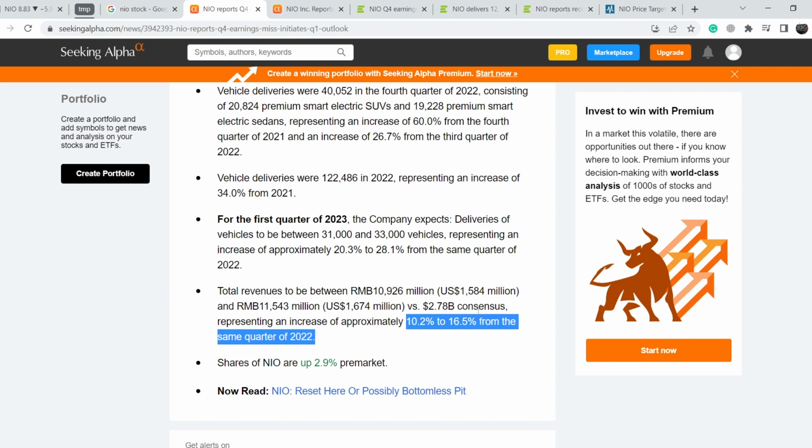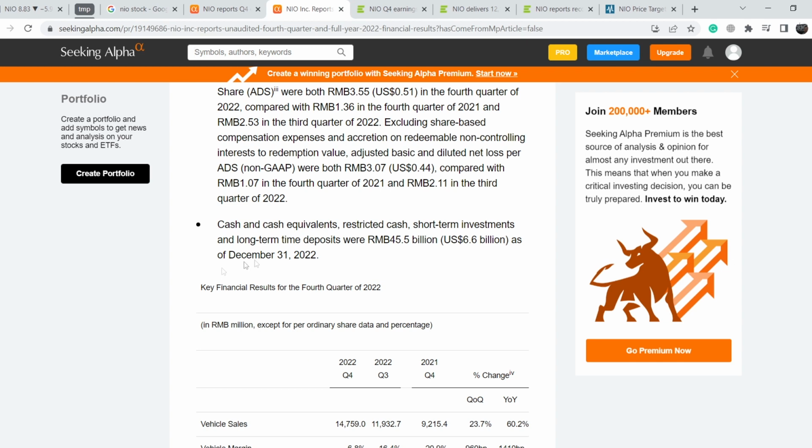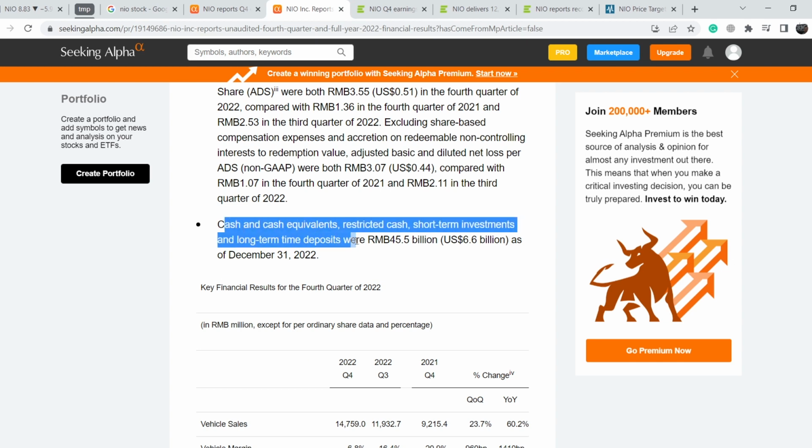So definitely it is not their best earnings report, but I want to show you just one positive sign. They have cash and cash equivalents of $6.6 billion, and this means at least we shouldn't be afraid of the upcoming dilution for at least this year.